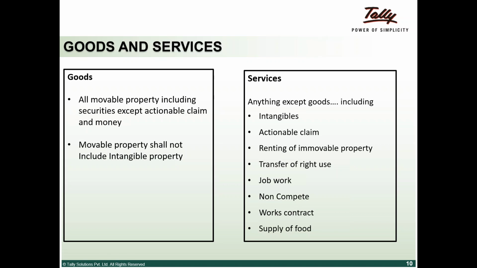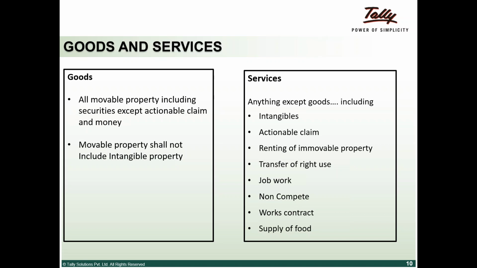Yeah, like Shiv said in the last one, anything that can be touched and felt is goods. Anything other than goods is services. What is the definition? There will be ambiguities in this. There will be questions around a few things that still need clarity, because there have been a lot of representations and a lot of clarifications that are being sought from the department around goods and services. What are goods? What are services?